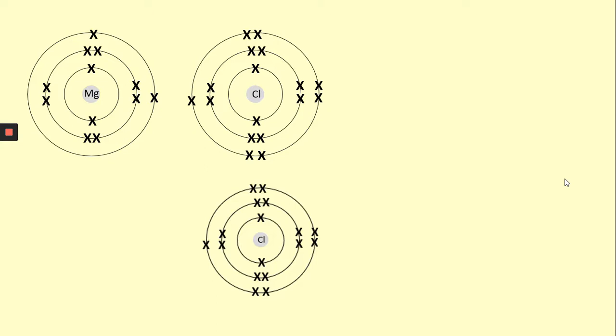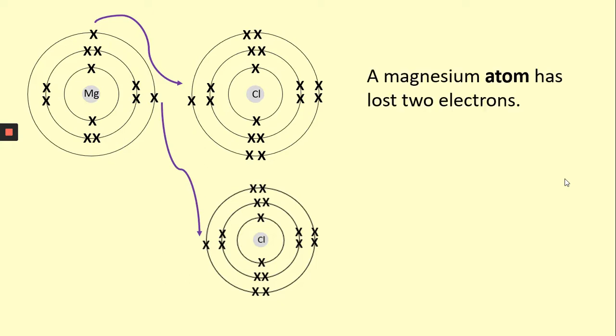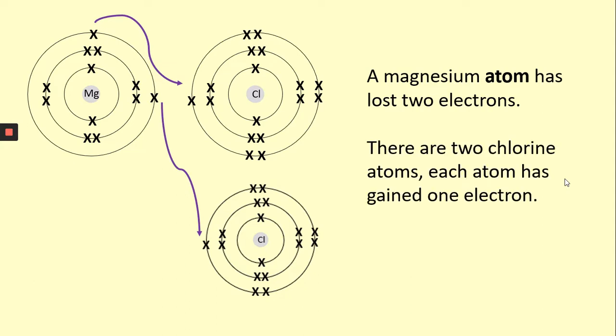So magnesium will transfer 1 of its electrons to 1 of the chlorine atoms. It will then transfer the other remaining outer electron to the other chlorine atom. If we were describing what we can see on our screen, a magnesium atom has lost 2 electrons. There are 2 chlorine atoms. Each atom has gained 1 electron. Bear in mind, I keep saying the word atom and ions.